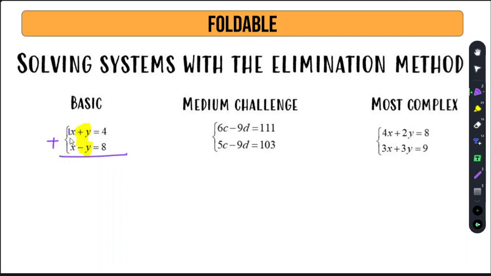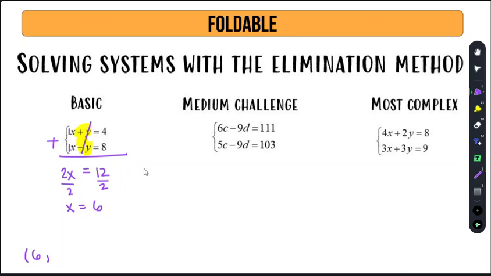So when I add these, 1x and 1x is 2x. Positive y and negative y are going to cancel out. 4 plus 8 is 12. Now I can easily solve for x. I do that by dividing by 2 on both sides, and that's going to give me half my answer. Remember, when I'm solving a system, I'm looking for the x and the y coordinate. So after I get the x, I have to choose one of the equations to substitute my answer back into to solve for the other variable.